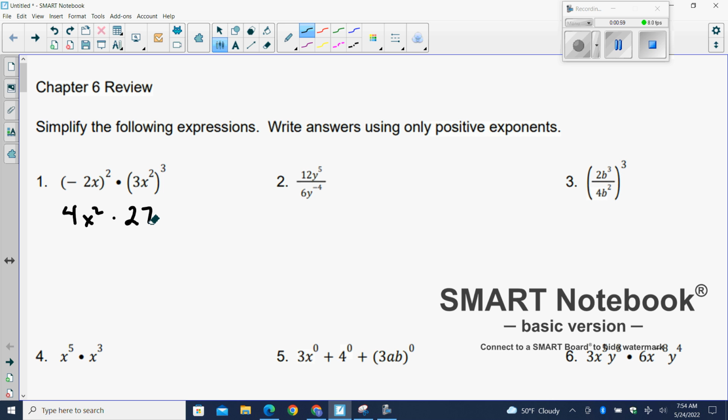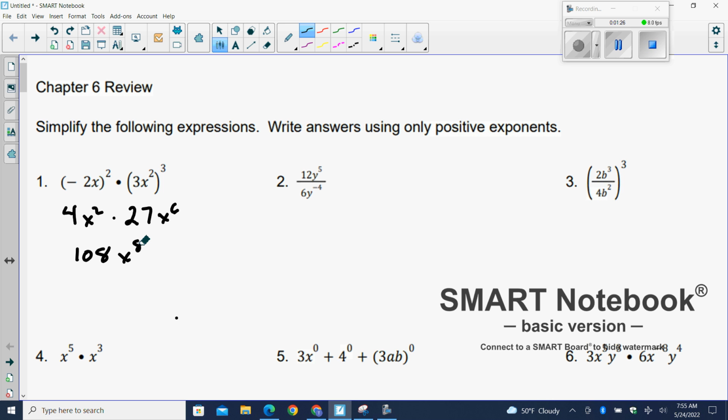When I have a power raised to another power, I multiply the exponents, and I get x to the 6th. Now, when we have two things multiplied together, I just multiply the numbers. So 4 times 27 is just 108. X squared times x to the 6th, when you multiply like bases, you add the exponents. Question number 1, 108, x to the 8th.